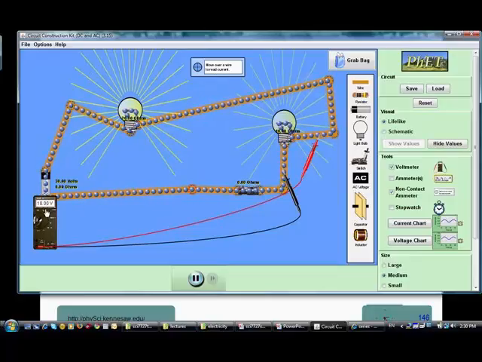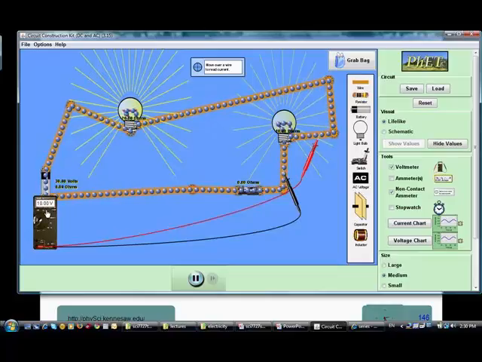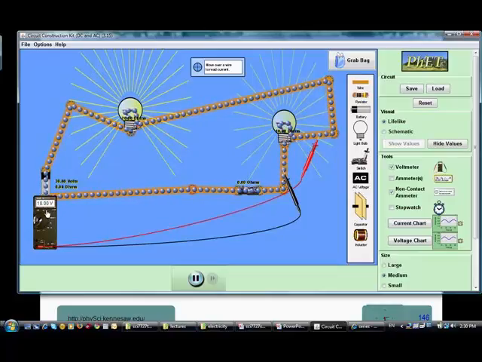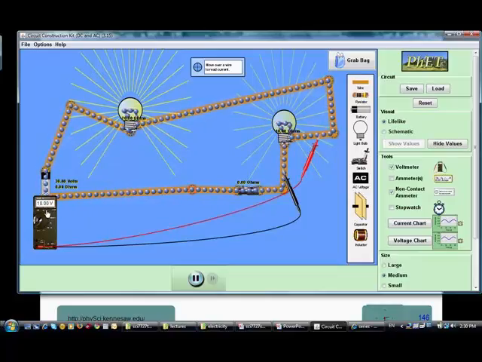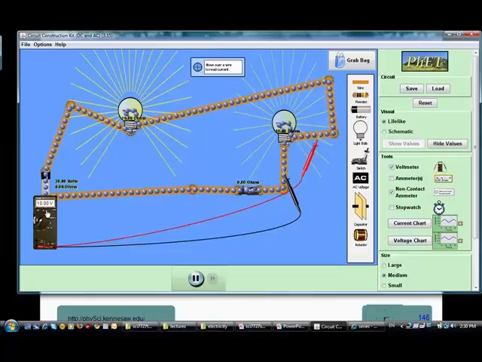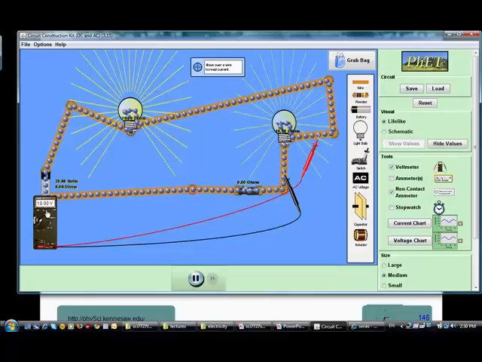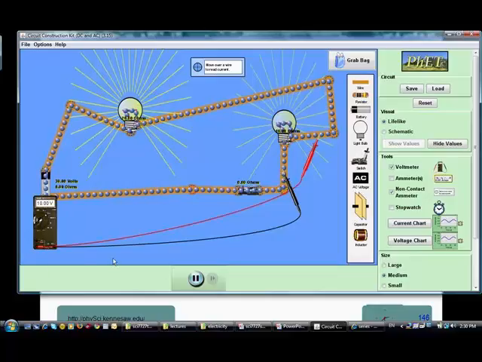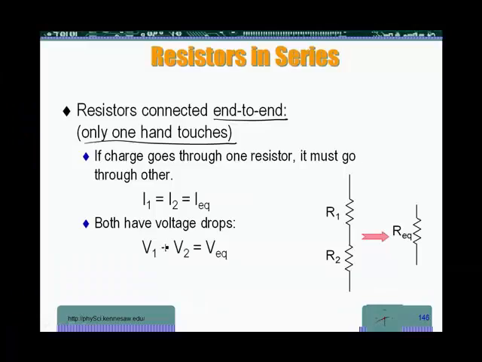So in this case, what we notice when we have two different resistors in series, they are going to be subject to the same current, but the voltage across them is going to be different. Okay? So the charge goes through one resistor, it must go through the other. So I1 is equal to I2, which is I equivalent. Now the voltages are different. Now the voltage across both of them is going to be the sum of both voltages.